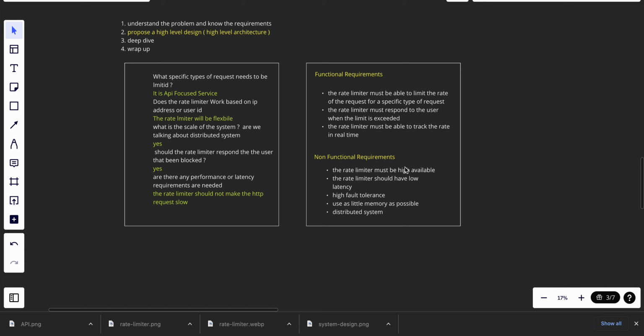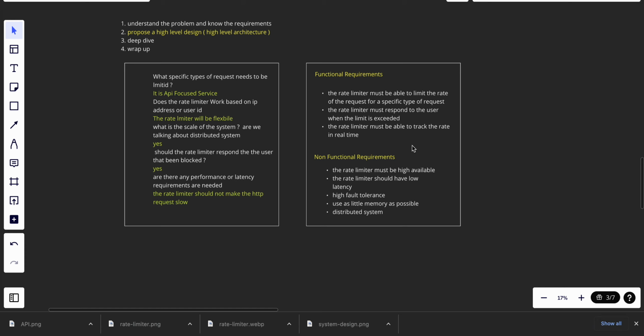The non-functional requirements: the rate limiter must be highly available. It should have low latency, high fault tolerance, and use as little memory as possible, and also it's a distributed system. However, it's really important that after we put the functional and non-functional requirements, we ask our interviewer, is there anything I'm missing? Do you want to add another functional requirement? Do you want to add another non-functional requirement?